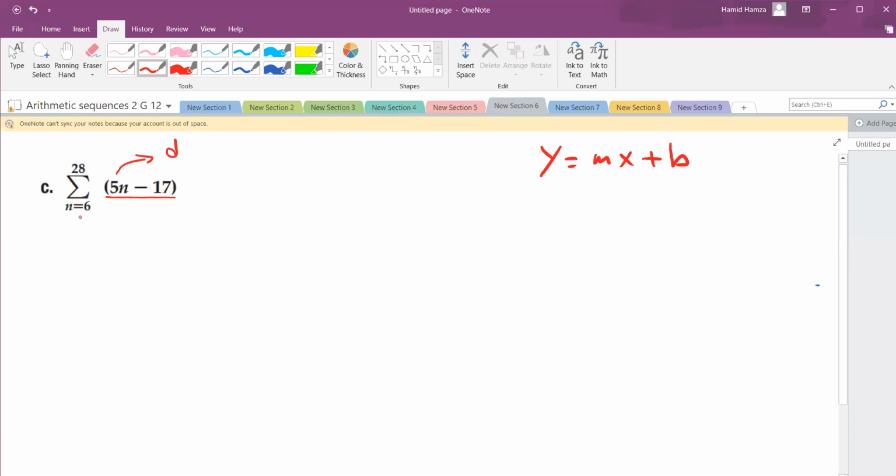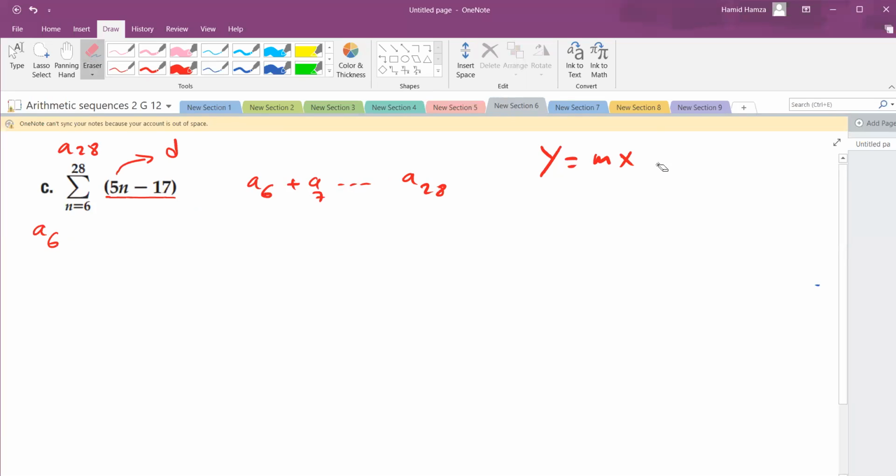Second thing here, n equals 6. This means we wanted to start adding from a6, not from a1. We wanted to find the partial sum not from a1, but starting from a6 and ending at a28. So that means we wanted to find the sum of this arithmetic sequence starting from a6, so a6 plus a7, and like this to a28.